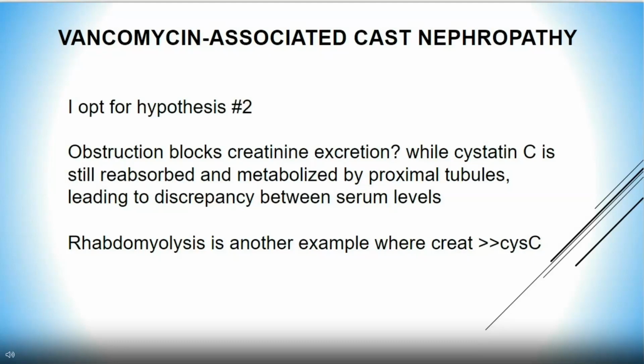And the GFR appears better when really the vancomycin random level of 120 tells us that the kidney function is very close to 0. So there are a few scenarios where this happens with the serum creatinine being much higher than the cystatin C. And this includes urinary obstruction and rhabdomyolysis as well.